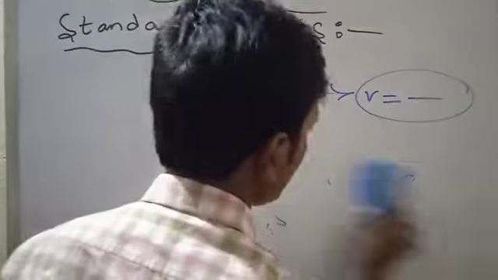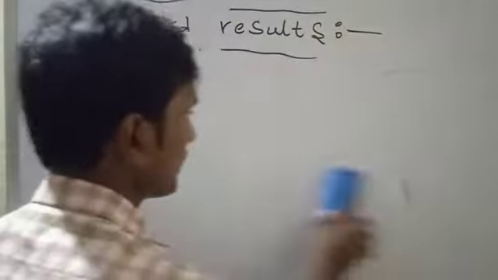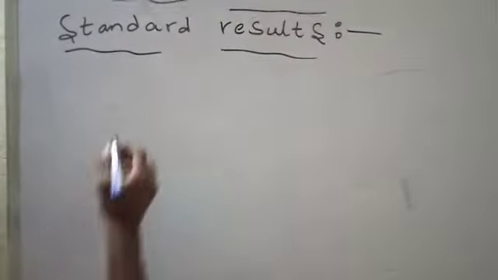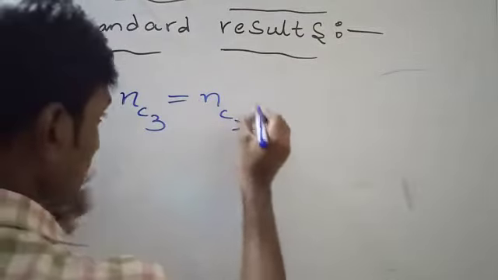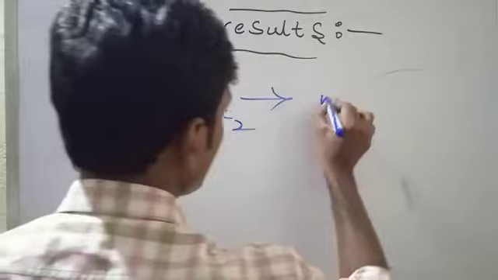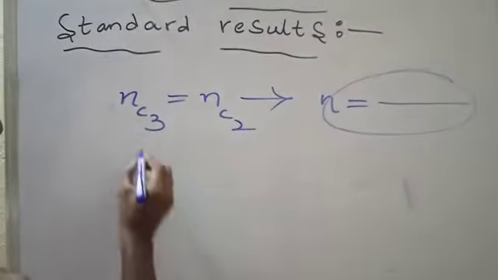Suppose the given problem is like this: if nC3 equals nC2, then the value of N equals dash.